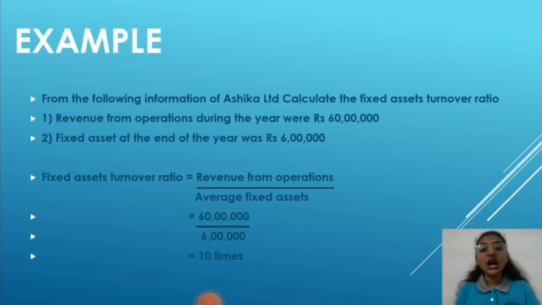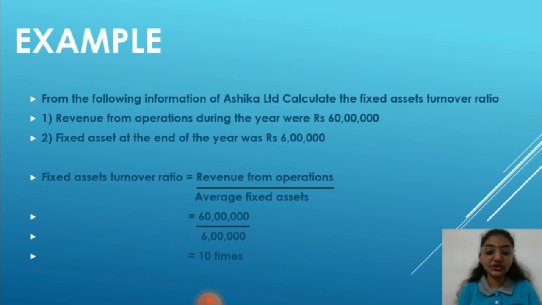After having a brief idea about the fixed asset turnover ratio, here we are going to calculate the fixed asset turnover ratio through a simple example. So let's see. From the following information of Ashika Limited, calculate the fixed asset turnover ratio. The first given is revenue from operations during the year, which was rupees 60 lakh. Then the second given is fixed assets at the end of the year, which was 6 lakh rupees.